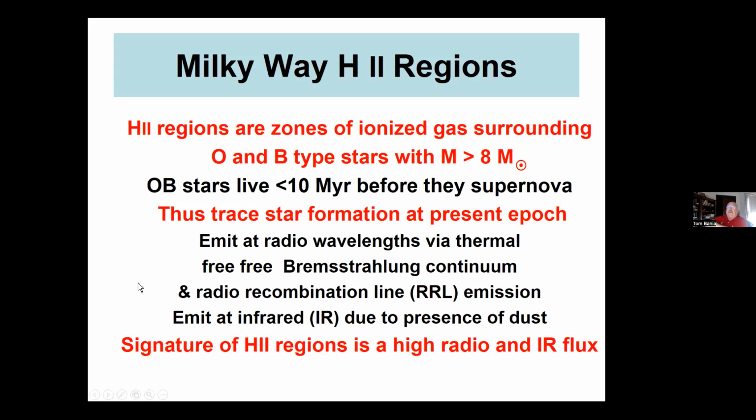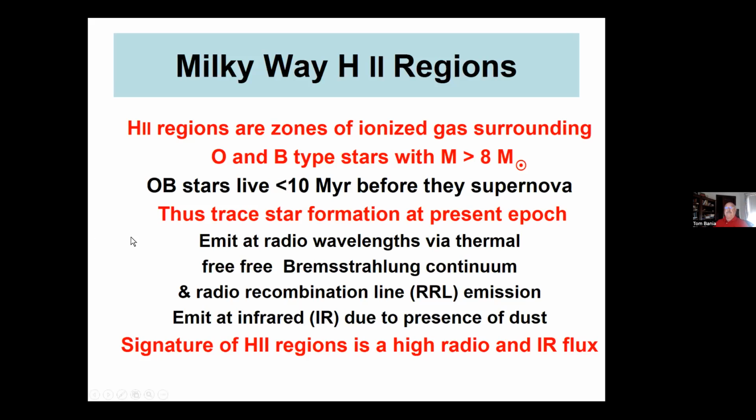So we're looking at H2 regions, in case there are some amateurs out there. H2 regions are ionized zones of gas surrounding the most massive stars that form, and they produce ionizing flux. And they keep the plasma ionized, and their balance between recombination, producing recombination lines, and ionization keeps these things in place, as it were, as long as these stars are shining.